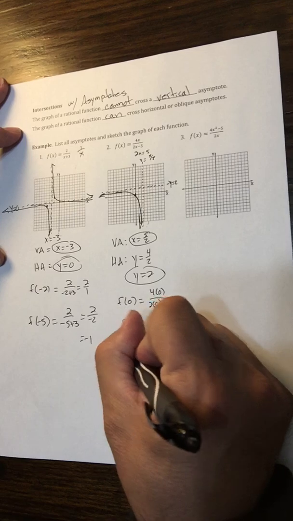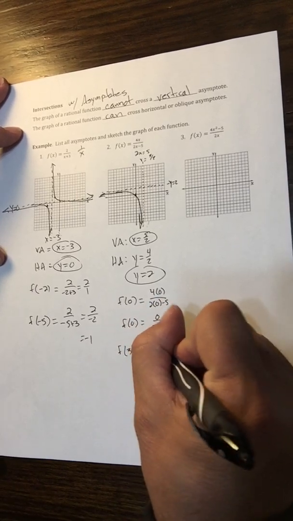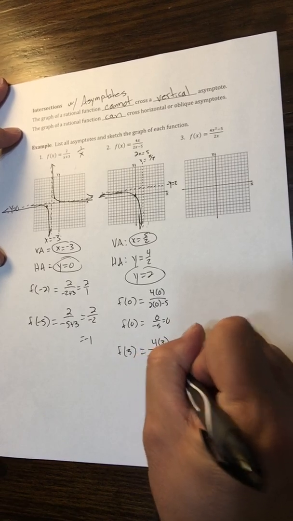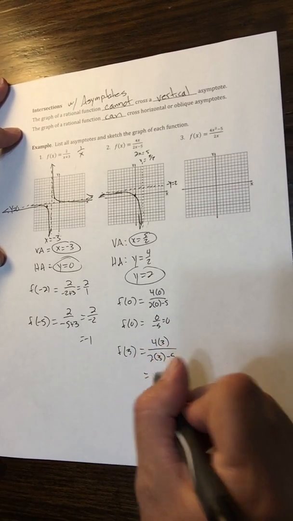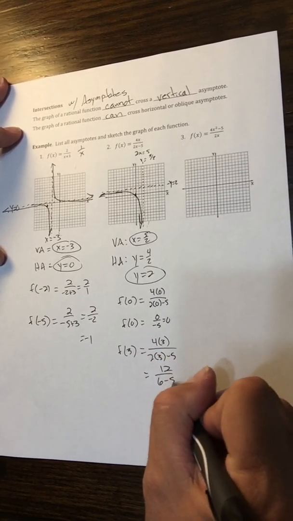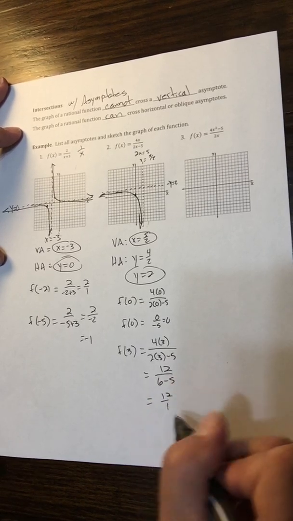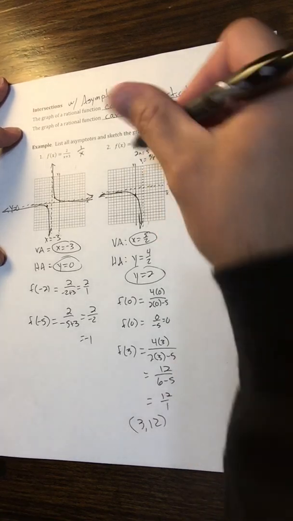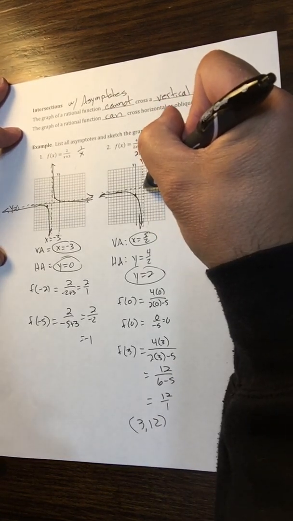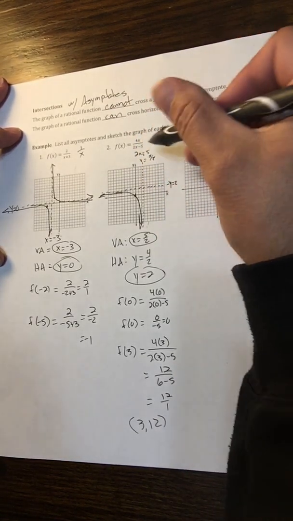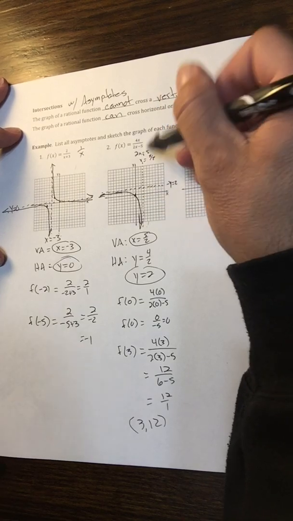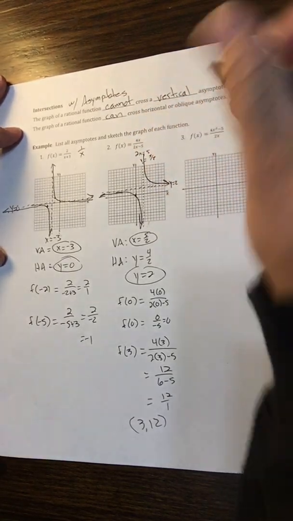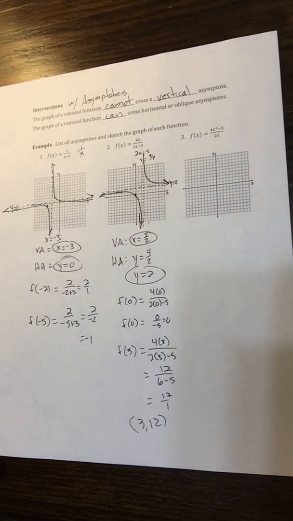So I'm going to go f of 3, and I get 4 times 3 in the top, and 2 times 3 minus 5 in the bottom. That's going to be 12 over 6 minus 5. That's 12 over 1. There's a point (3, 12) on this graph. So if I go to 3, I'm all the way up at 12. I'm way up here. Isn't that a suggestion that the graph is not down here? It's up here. So it comes along this asymptote, takes a right, and hangs out above y equals 2.